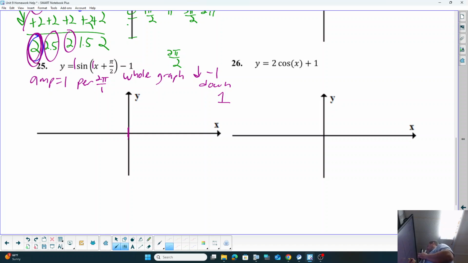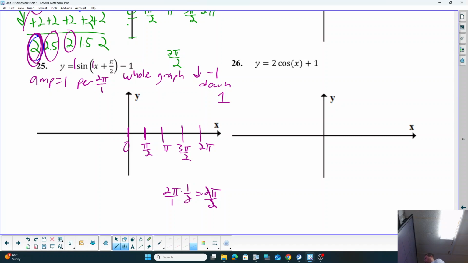So we're going to go 1, 2, 3, 4, 5. We're going all the way to our period, which is 2 pi. From 0 to 2 pi, cut it in half. 2 pi times a half is 2 pi over 2, which is just pi. Then cut that in half, that's pi times a half, which is pi over 2. And then 1 pi over 2, 2 pi over 2, 3 pi over 2.